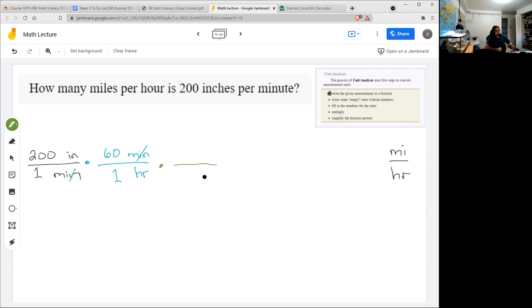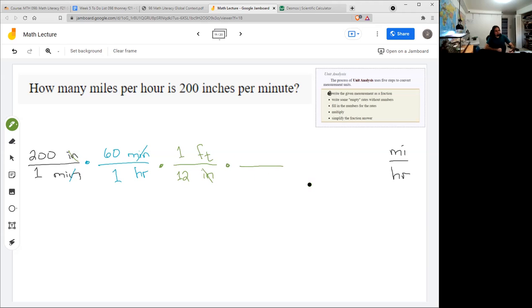Time to fix the inches. Do I know how many inches are in a mile? Maybe you do. I don't have that one memorized. I know how to go from inches to feet. 1 foot is 12 inches. Okay, we're getting there. I have to keep going.